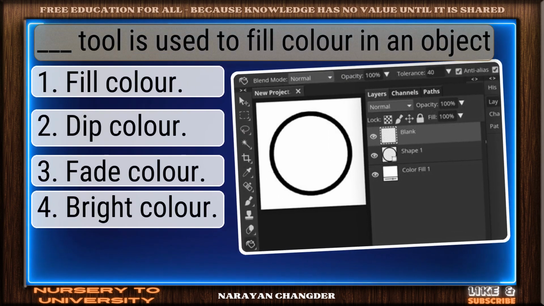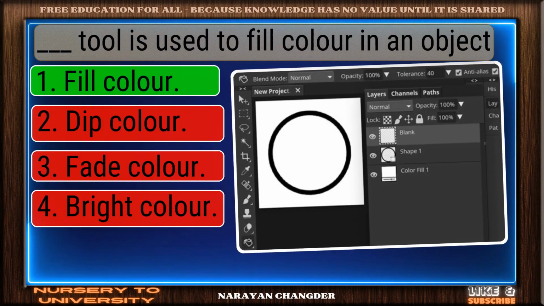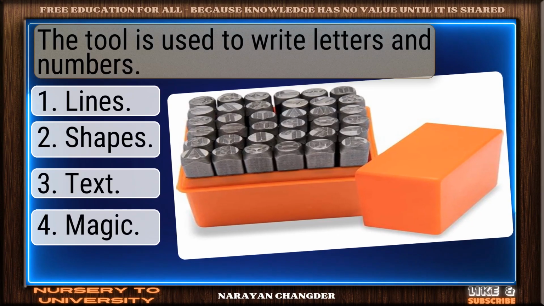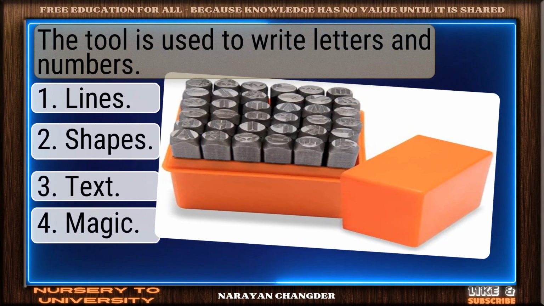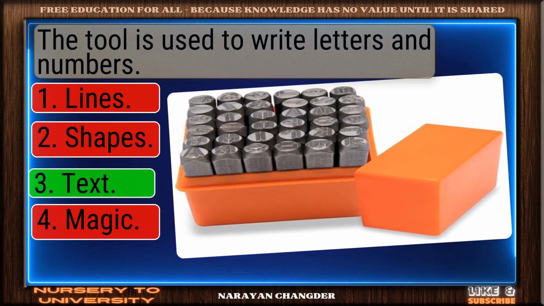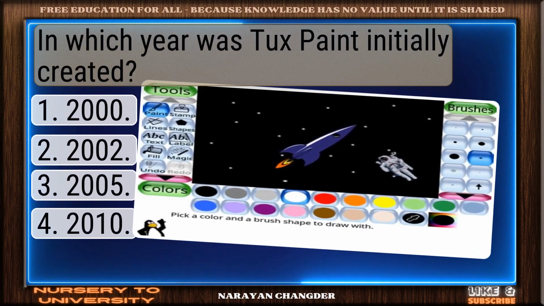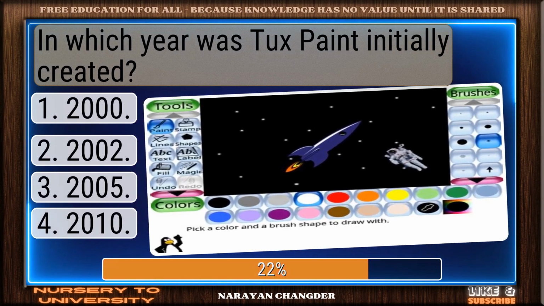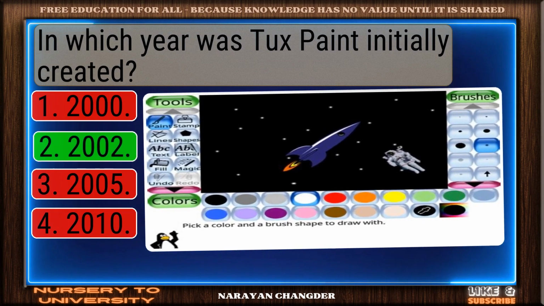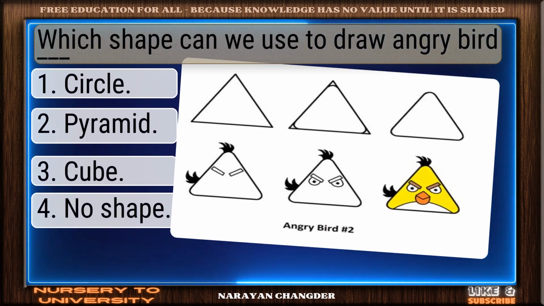Dash tool is used to fill color in an object. Right again. Fill color is valid. The tool is used to write letters and numbers. Valid point. Text is true. In which year was Tux Paint initially created? You chose 2002, correct? Which shape can we use to draw Angry Bird Dash?